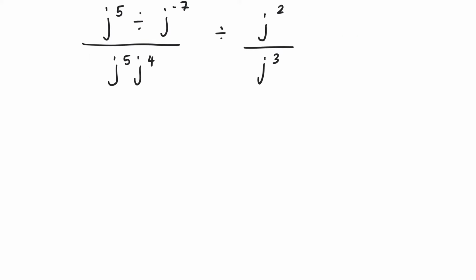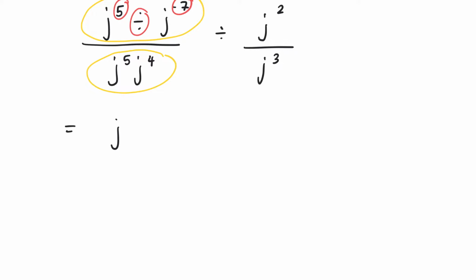Okay, for this next question, what I want to do first is simplify my numerator, and then simplify my denominator. I want to make this simplified. Instead of writing j to the power of 5 divided by j to the power of negative 7, because these powers have the same base, I'm going to simplify it as j to the power of, well, let's see, we're dividing powers with the same base, so I need to subtract the exponents.